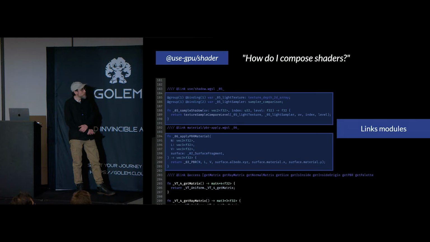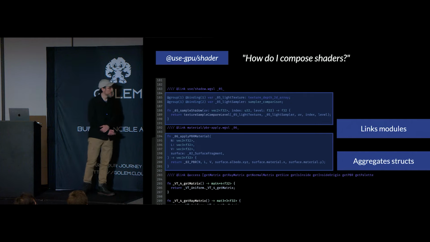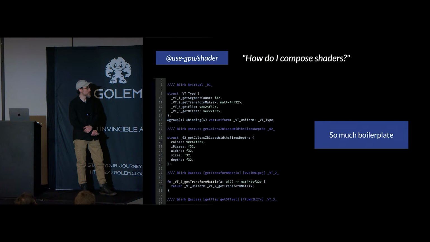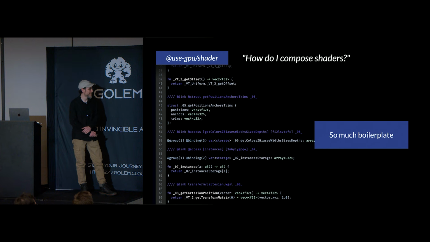So this is kind of what the output looks like. This is what linked modules look like. It's mostly just concatenating and prefixing stuff, and then generating this ugly binding nonsense. It can also aggregate structs, like here, in a few different ways, and it generates boilerplate and bindings. So you never have to write this stuff yourself. You just purely deal with the functions, and you define links that end up getting replaced with other things. So much boilerplate, you really have no idea. This is just all bullshit.